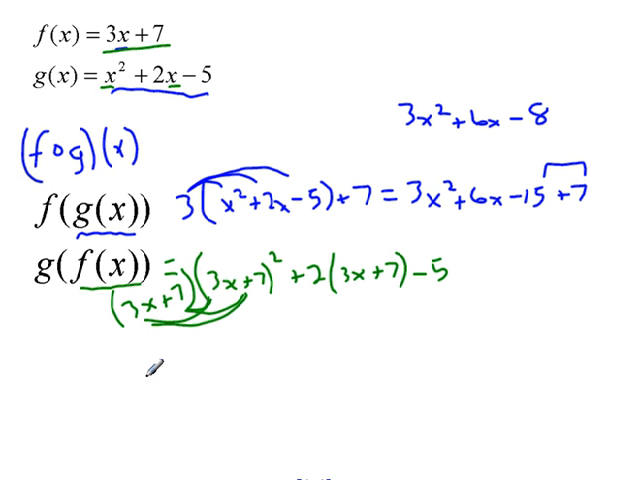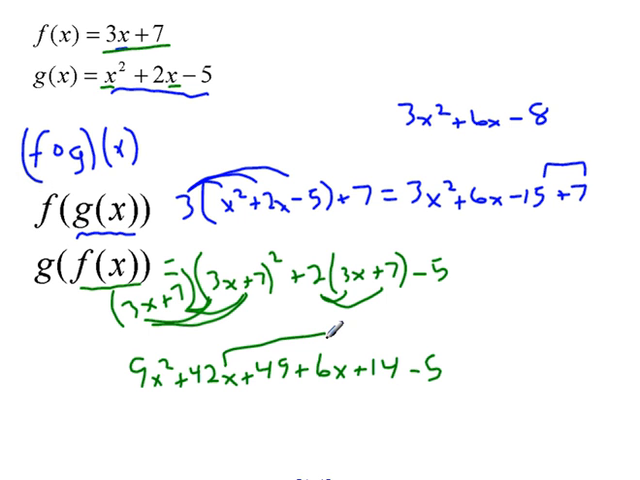So if we multiply that, we'll end up with 9x squared plus 21 plus another 21, so plus 42x plus 49. If we distribute some more, we get plus 6x plus 14, and then don't forget that minus 5. And then we've got some like terms we can combine. If we do that, we'll get 9x squared plus 48x, and let's see here, plus, I believe that's plus 58.